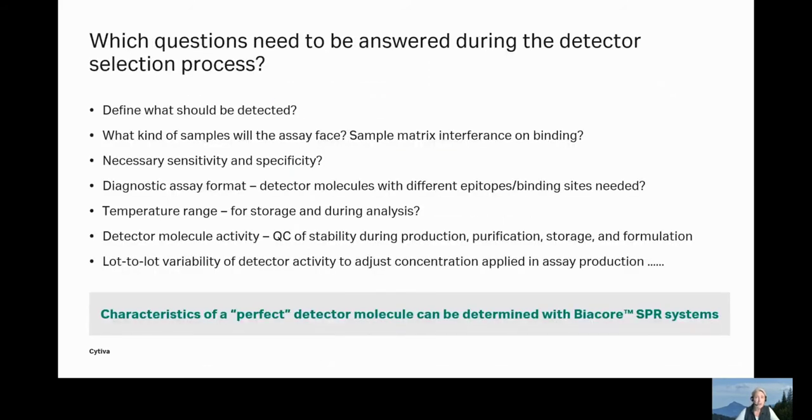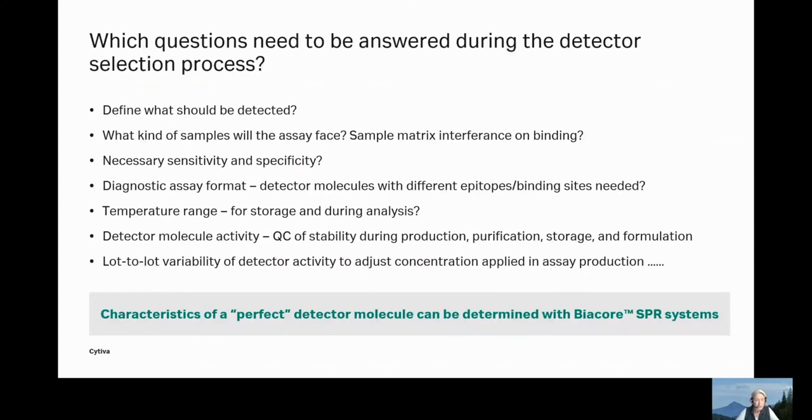Which questions need to be answered during the detector selection process? First of all, define what should be detected. Are there maybe special details for the analyte known you need to take care of? What kind of sample will the assay face? Is there a potential sample matrix interference on the binding reaction? What is the necessary sensitivity and specificity? Which diagnostic assay format is planned, since you might need antibodies which recognize different epitopes on the antigen in question? Which temperature range will the assay face during storage or when the analysis is performed?